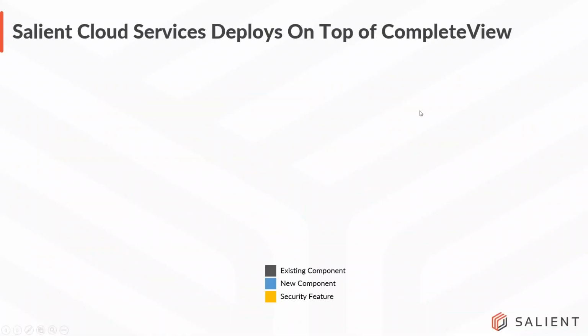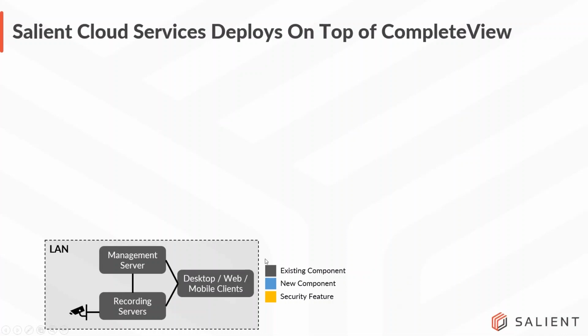So let's talk a little bit about how Salient Cloud Services itself works, how it fits with Complete View. Most deployments look kind of like this, where everything is on a local area network of some form, whether it's a multi-site deployment or just a single site deployment. A lot of customers have environments where all the different sites are tied together by a corporate network of some kind. And so the idea is you would set up a management server somewhere on that corporate network. You'd have these recorders attached to that corporate network across the different sites. The cameras would be connected to the recorders, and then whether you're at a site or at a corporate office, so long as you're on that corporate network, you'd be able to use desktop, web, or mobile clients.